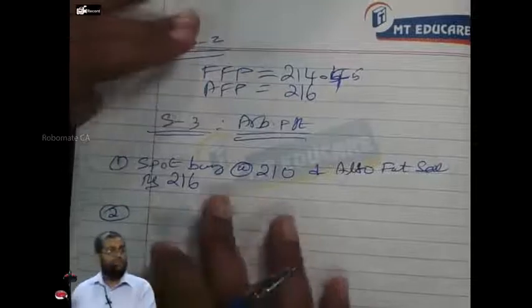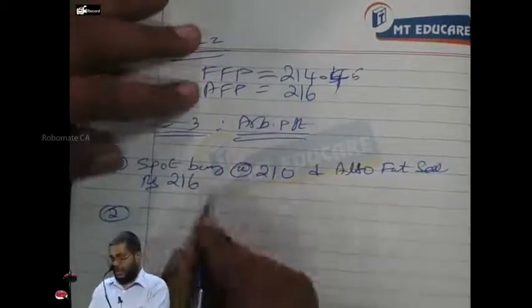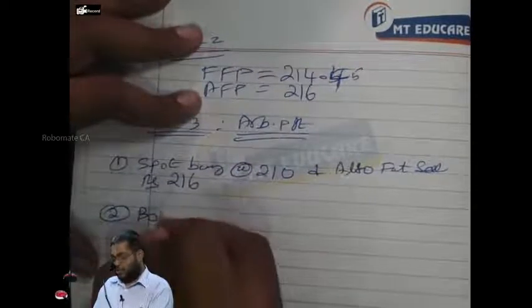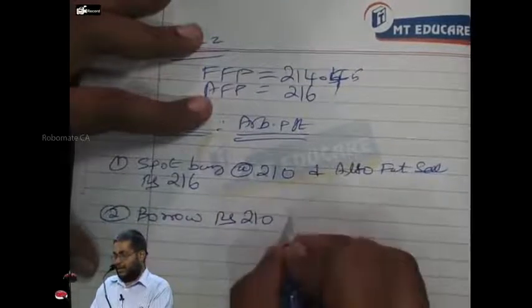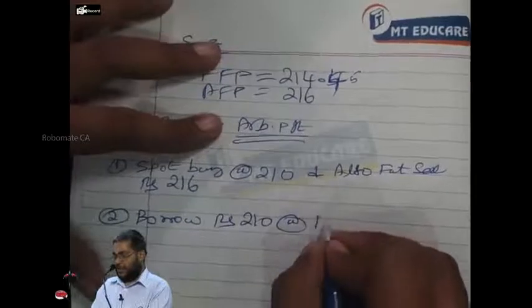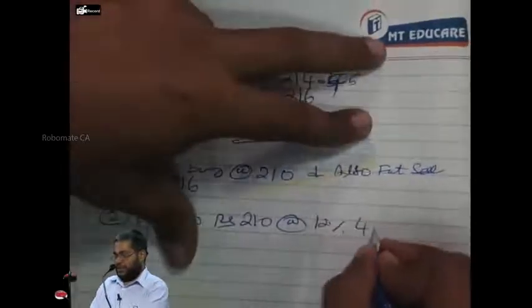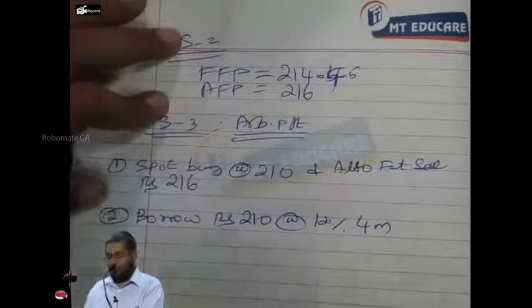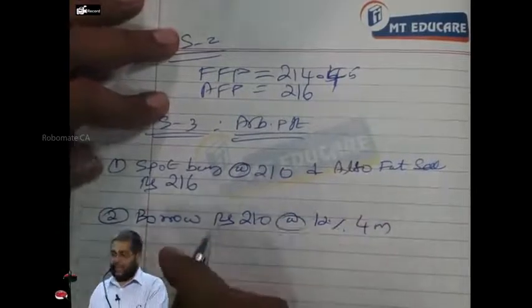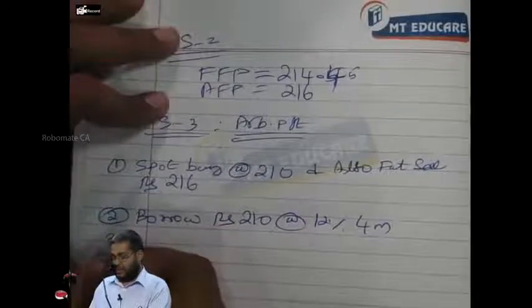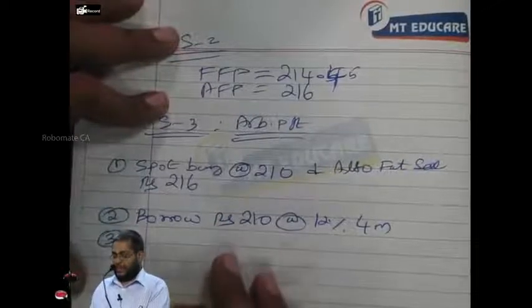Point number 2. Now tell me what I will do. Borrow rupees 210 at how much percent? 12%. For how many months here? 4 months. Borrow 210 at 12% for 4 months. Everybody understanding it now? Tell me, what is the next step?